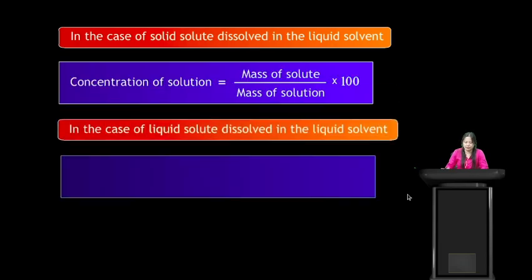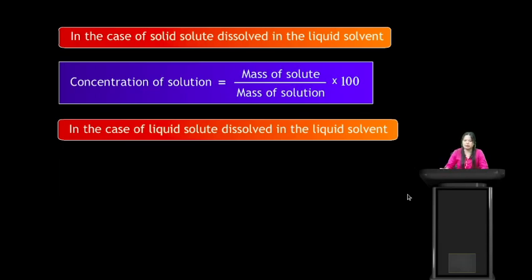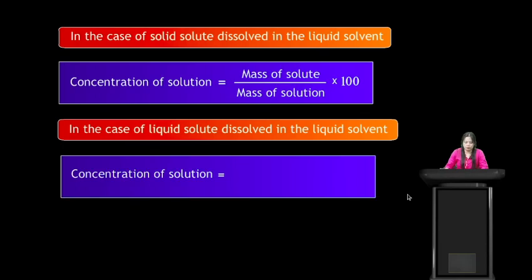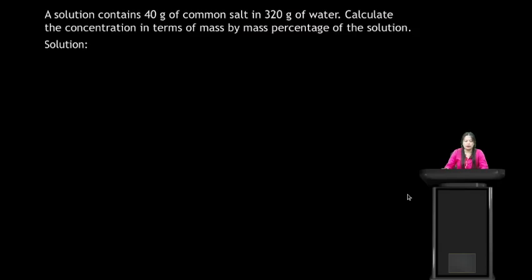In the case of liquid solute dissolved in liquid solvent, we will use this formula, that is concentration of solution is equal to volume of solute by volume of solution into 100. So using this relation we can calculate the concentration of solution, okay? So let us solve some examples. A solution contains 40 gram of common salt in 320 gram of water. Calculate the concentration in terms of mass by mass percentage of the solution.